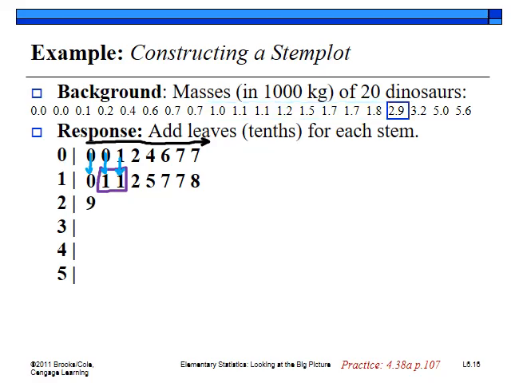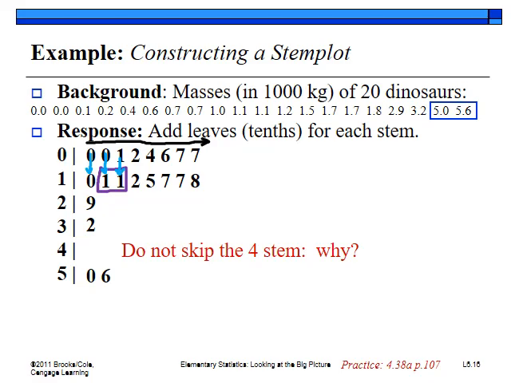Let's move on to the next stem, 2. There's only 1 point. And for 3. Now, notice that there are no data points that start with a 4. But it's important to keep the 4 stem in our stem plot. The reason why is that it shows us that there's a gap in the data, that the points associated with 5, that's the next stem, really are far away from the other data points.